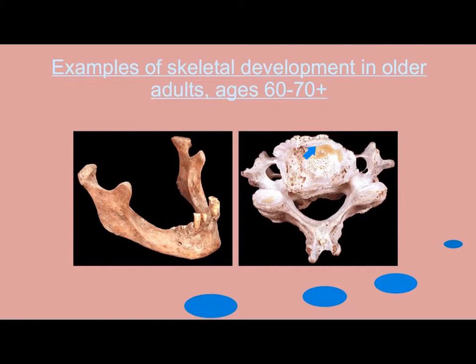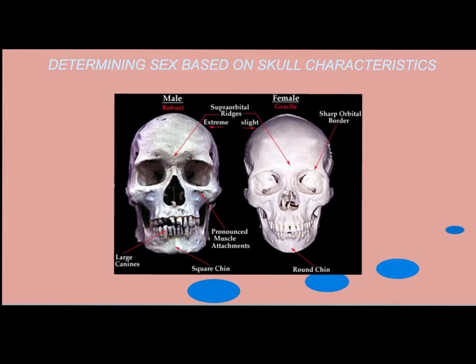Sometimes we may also see a calcium buildup on the vertebrae, and that would indicate the person walked hunched over and was not able to stand up straight.